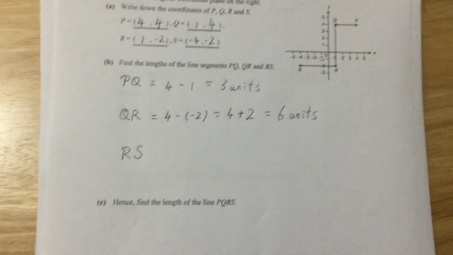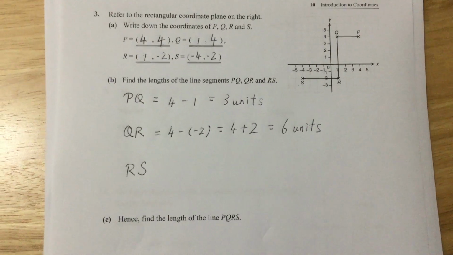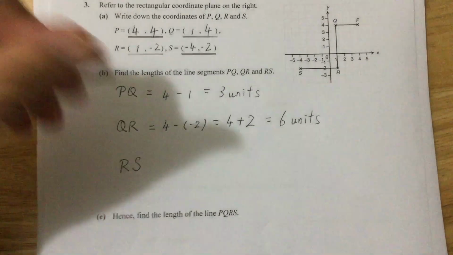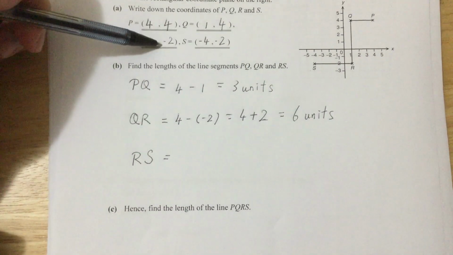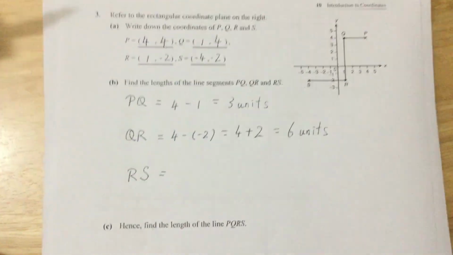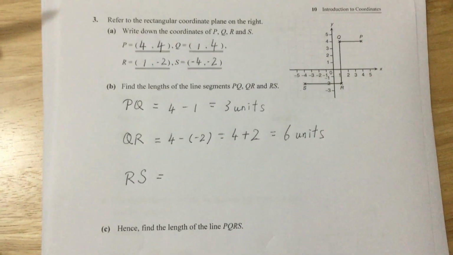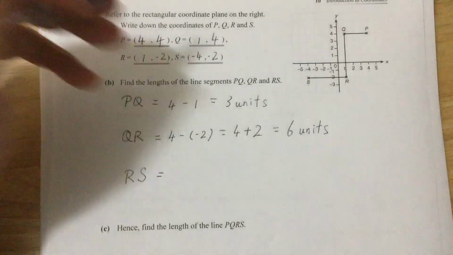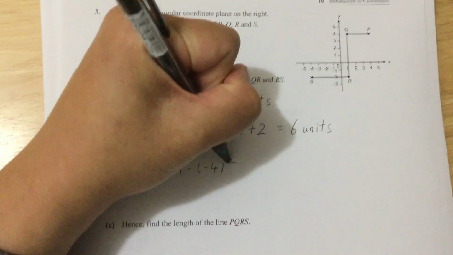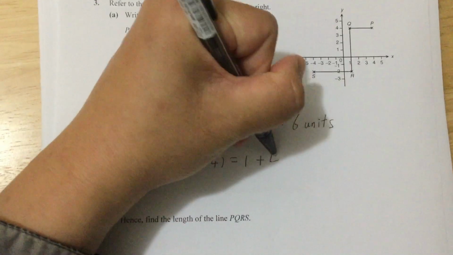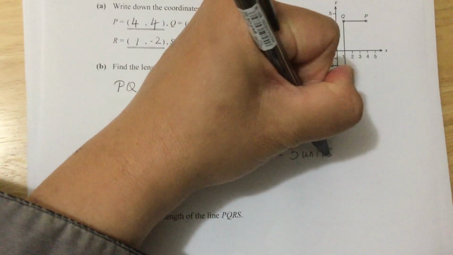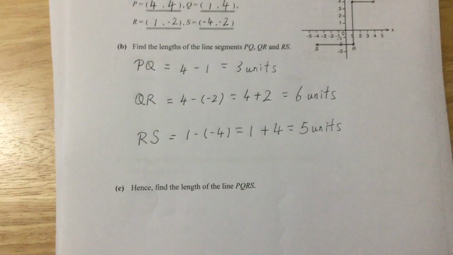So this is QR. And then finally, for RS, I hope all of you can find the answer immediately. The y coordinates are the same, negative 2, so we only consider 1 and negative 4. Which one is bigger? Obviously, 1 is bigger. So we have 1 minus negative 4. So we got 1 plus 4. That is 5 units. So this is part B.